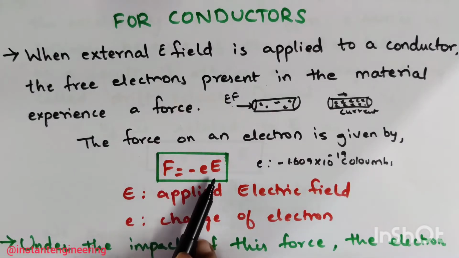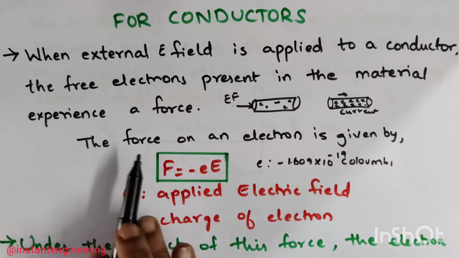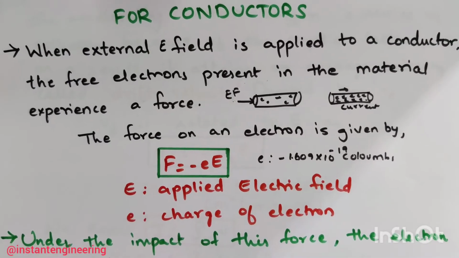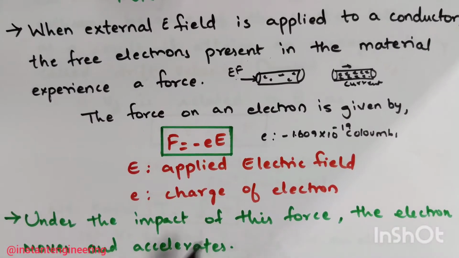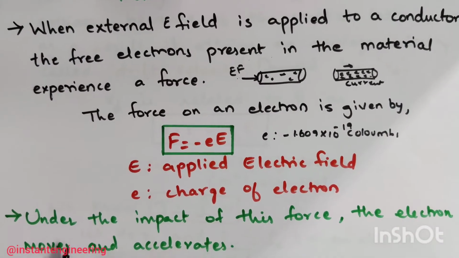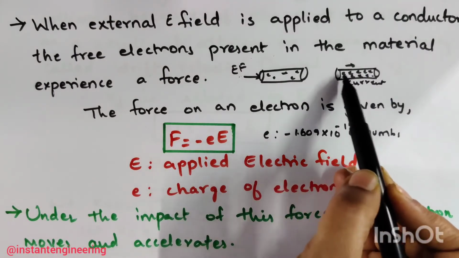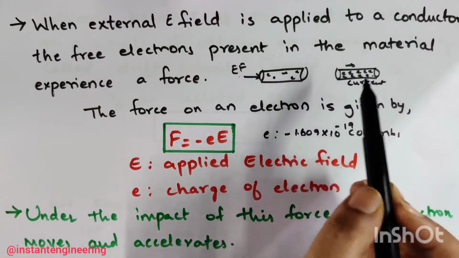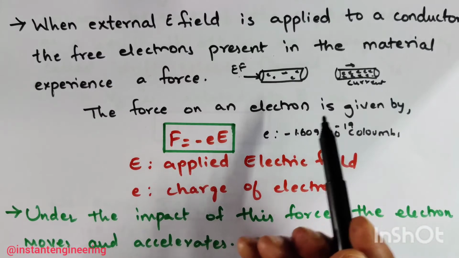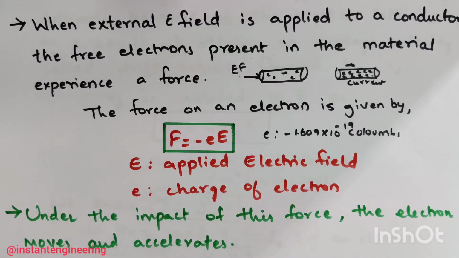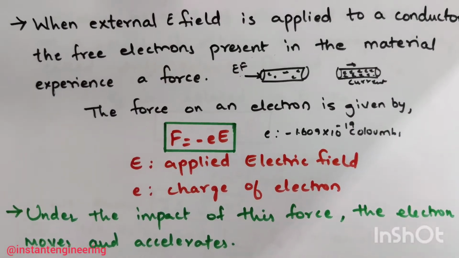So the electric field is applied, and that is why F is equal to minus e into E. Under the impact of this force, the electron moves and accelerates. Accelerating is nothing but coming into motion, and that is nothing but current being produced.